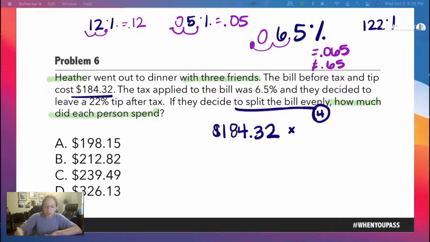And 122%, the decimal is right here. I hop, and it equals 1.22 as a decimal. That makes sense because the percent is greater than 100, so my decimal should be greater than 1. All right, so I'm going to multiply this by 0.065.